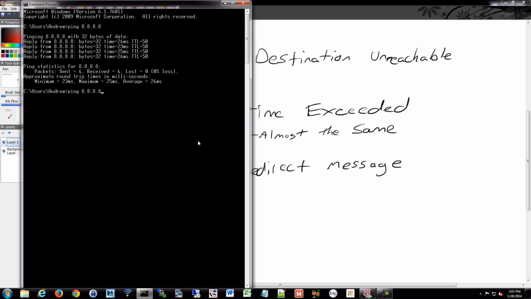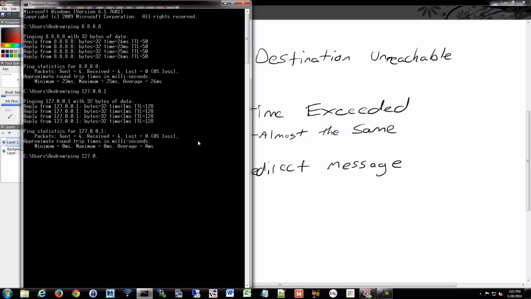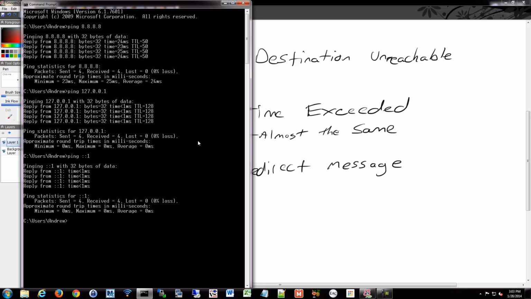We can also ping our local loopback. Remember we were talking about that. On IPv4, it's this. If I want to ping it on IPv6, it'd be ::1. And since this is Windows 7, I have IPv6 running right now, so that does actually work.